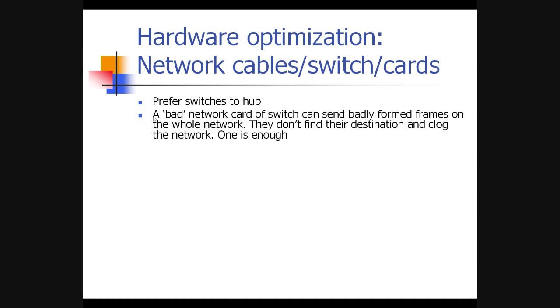Also, you have the problem of the bad network card or switch. These two things can send badly formed frames on the whole network. These frames don't have a correct destination address. There's an error in the information, so they don't find their destination and they just clog the network. One network card that is doing this kind of thing is enough to slow down a whole network tremendously, because these things have nowhere to go, they're just pinging back and forth. So that's clearly something that you have to deal with.